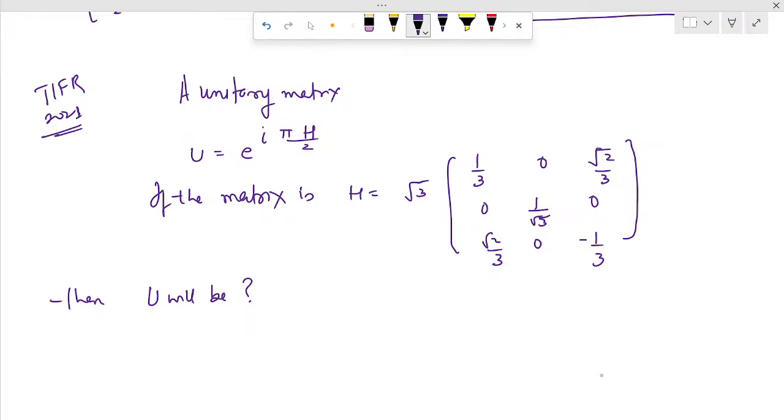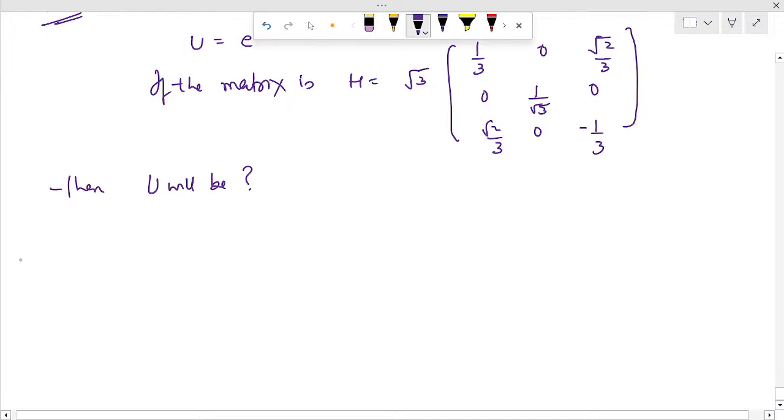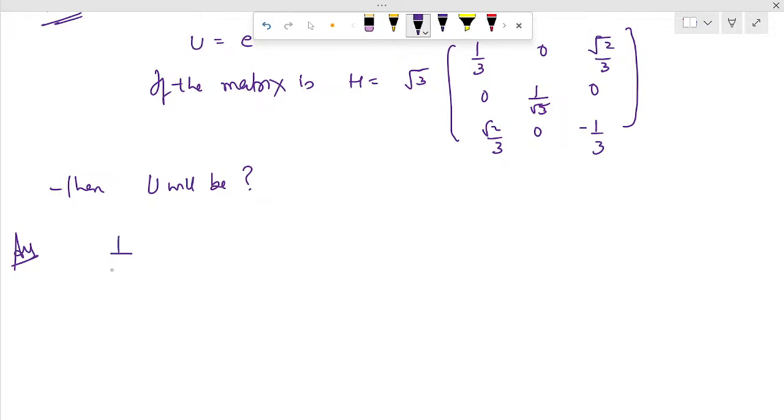So how to go about it? Again, the same concept, same way. What you're going to do, you're going to first find the characteristic polynomial. So what would be the characteristic polynomial? It would be 1 upon root 3 minus lambda. Then you will have 0. You have root over 2 upon 3. Then you have 0, and you have 1 upon root 3 minus lambda, 0. And then you have this root over 2 upon 3, 0, and then minus 1 upon root 3 minus lambda.